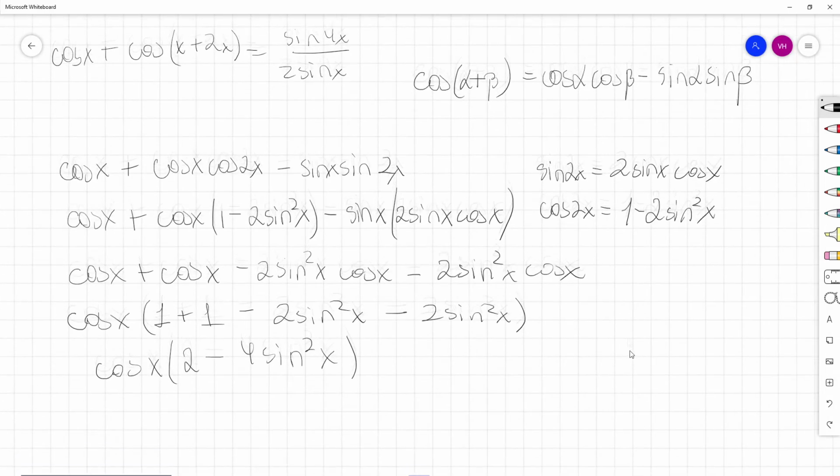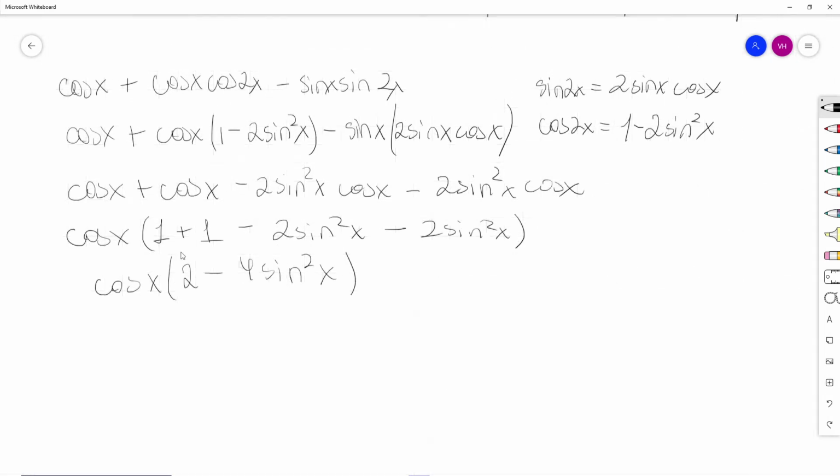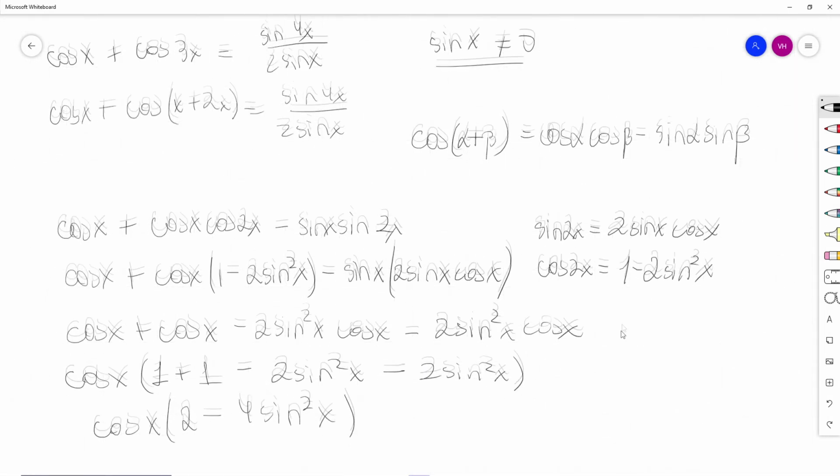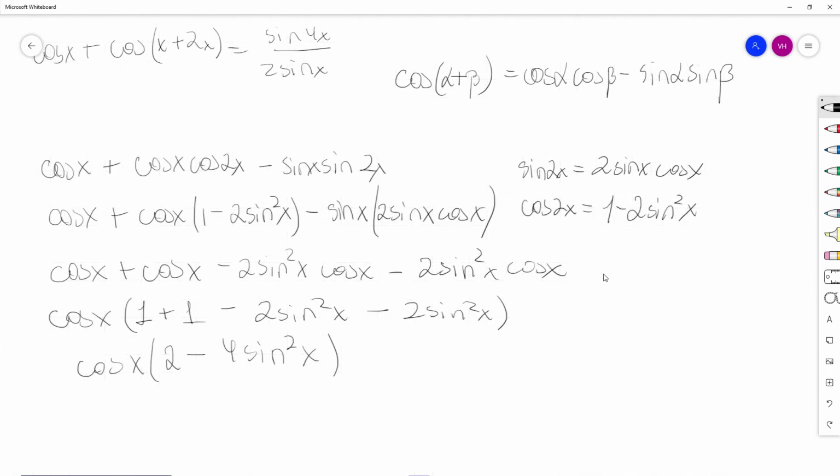Okay, so now that we've got this much prettier version, let's again look at the right side, which is sine 4x over sine x. We're going to modify it a bit. We're not going to really change it as much. We're just going to open up the sine 4x as sine of 2 times 2x. Now what we know is that sine of 2x is, oh, it's this.